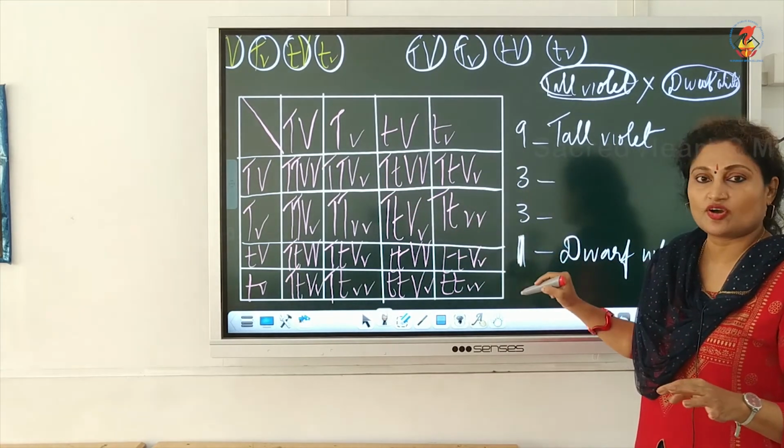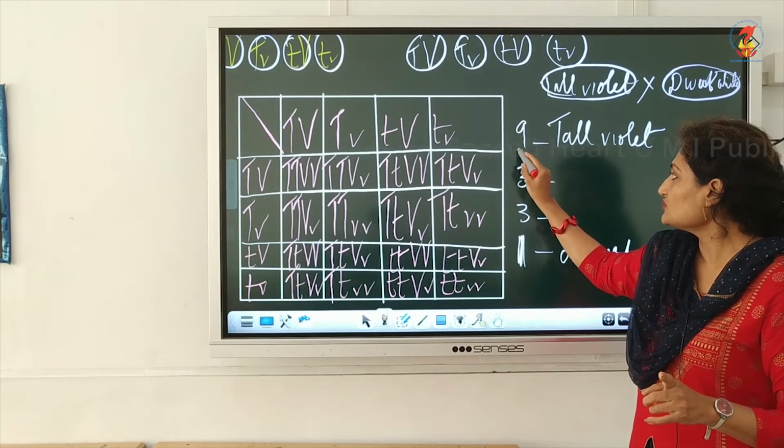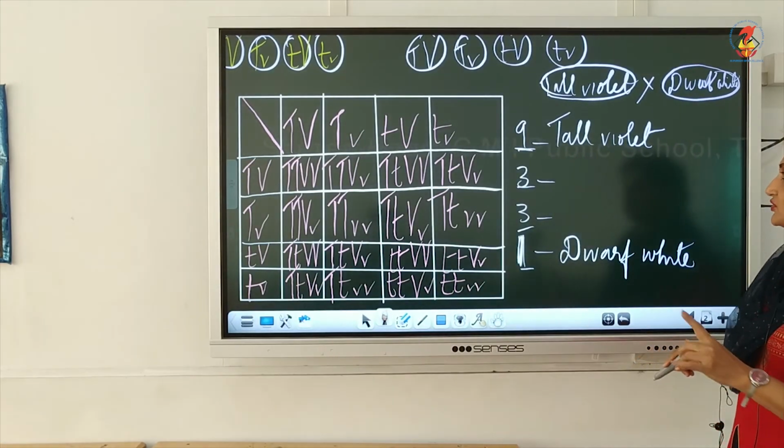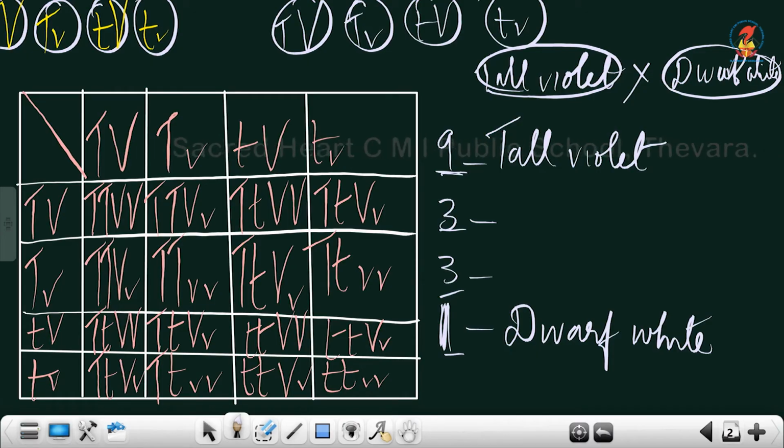So once again, if you verify, the ratio is, there are 16 offspring. Of the 16 offspring, it comes in the ratio 9:3:3:1. This ratio is called a dihybrid ratio. Of these 16 plants, 9 will be the dominant, that is, the initial parents' tall violet, and 1 will be of the recessive trait, dwarf white.